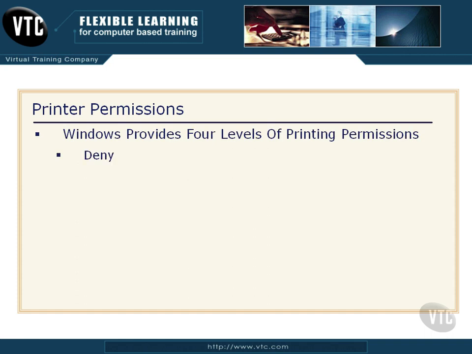Now, the last permission is not really a level of permission. It's kind of a status or a state, but that is the Deny permission. And this overrides all preceding permissions. And so I want to show you this.